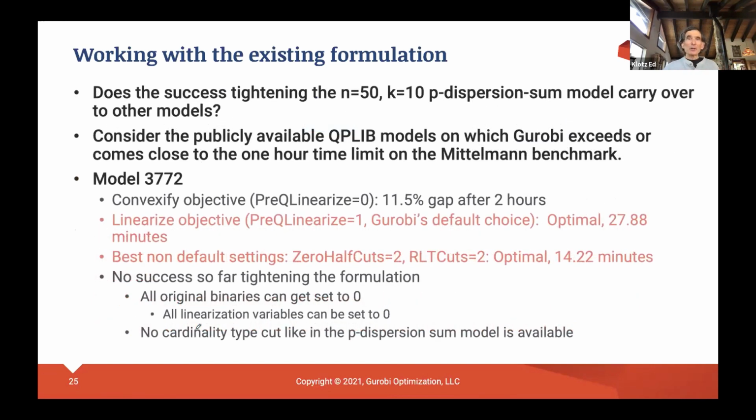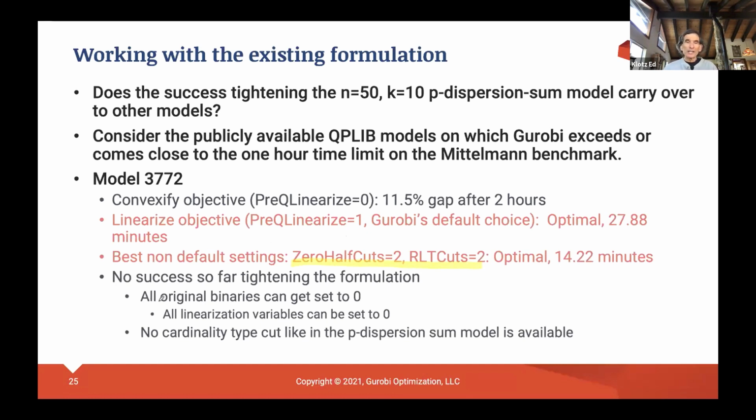Now, the success we had there begs a couple questions. First, does it carry over to other models? To answer this question, I took a look at the QPLIB model test set on the Mittelmann benchmark and focused on the models where Gurobi struggled, exceeding or coming close to the 1-hour time limit that was used on that benchmark. The first model I looked at, parameter tuning cut the time in half. And again, 2 of the cuts that we described before as being specifically useful here were the key to getting that reduction.